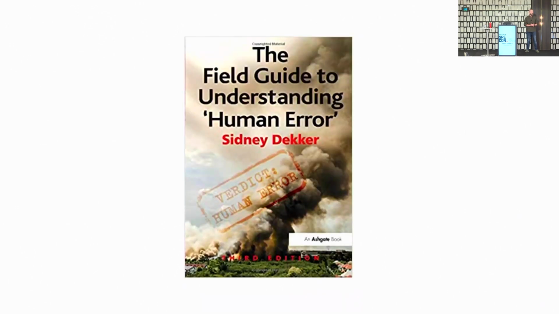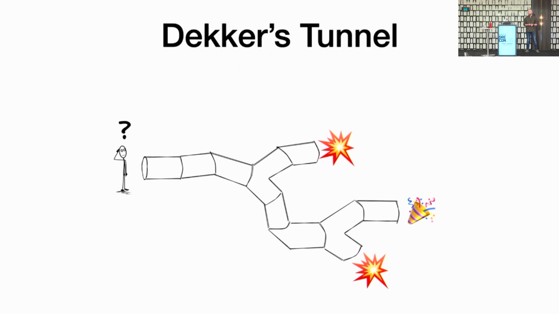At Lund, one of John's professors was Dr. Sidney Dekker, who writes about blameless in many of his books. One of them is The Field Guide to Understanding Human Error, and it's widely considered the introductory text to the field of safety science. In the book, Dekker talks about how to understand an accident or an incident. We need to put ourselves into the shoes of those involved to try and avoid hindsight bias, which makes the outcome that we know happened now seem like the only possible outcome. He likens this to being in a tunnel which twists and turns, and from the inside we can't see where each twist and turn is going to take us, but from the outside it seems obvious.